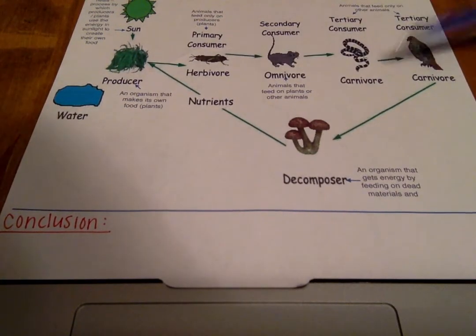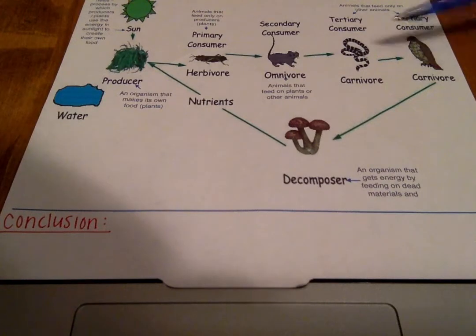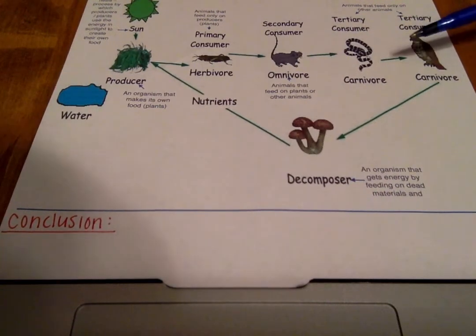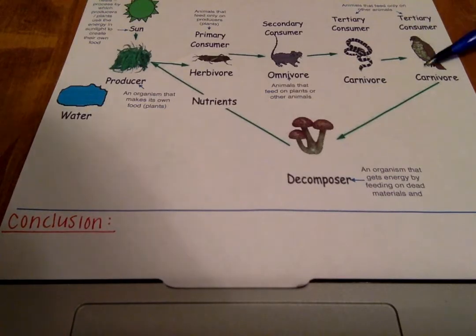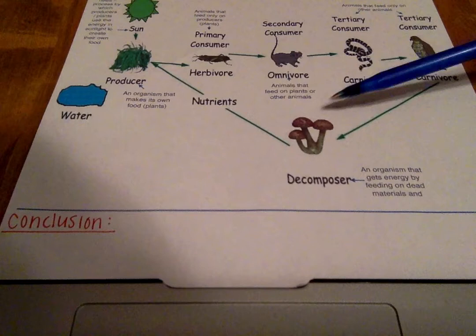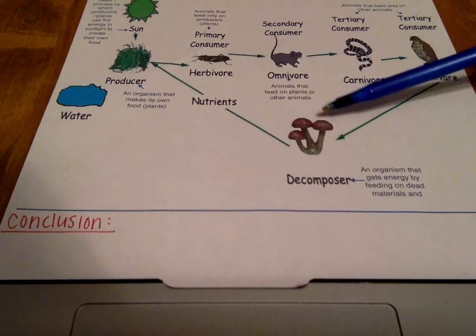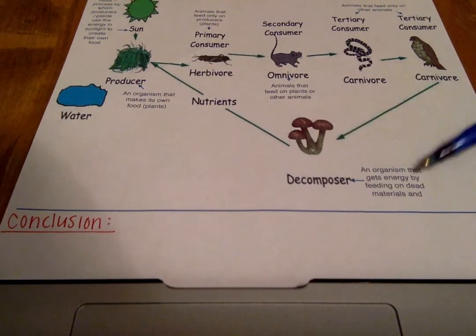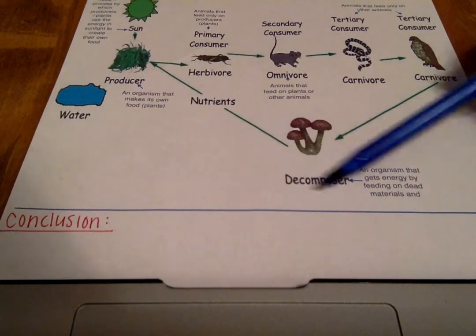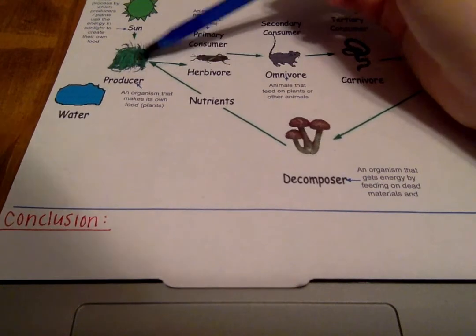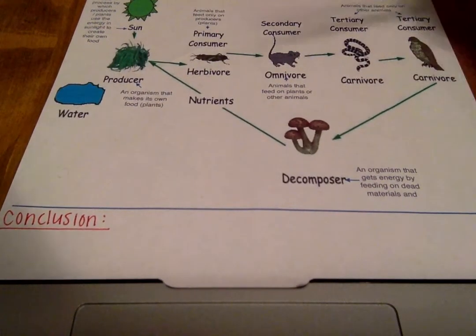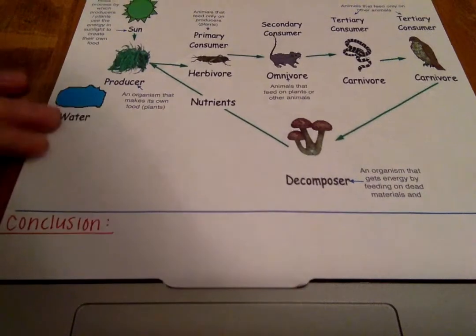Then we have carnivores, and we have two different carnivores, such as our snake and our hawk. Our carnivores are also known as tertiary consumers. Carnivores are animals that feed only on other animals. And from our carnivores, we have decomposers, such as this mushroom. A decomposer is an organism that gets energy by feeding on dead materials and waste. And our decomposers connect all the way back up to our producers, and the cycle goes again for our food chain. So that is our body.